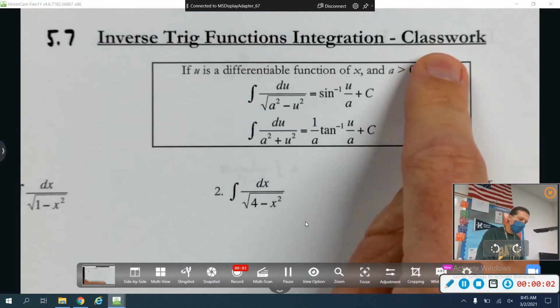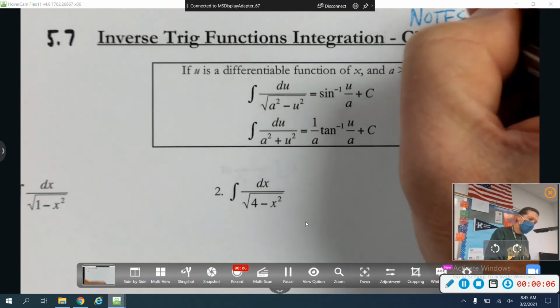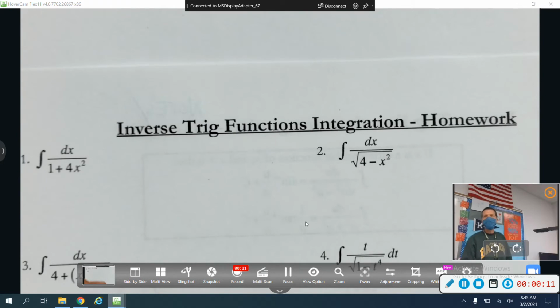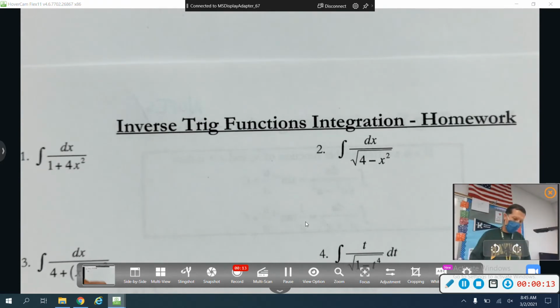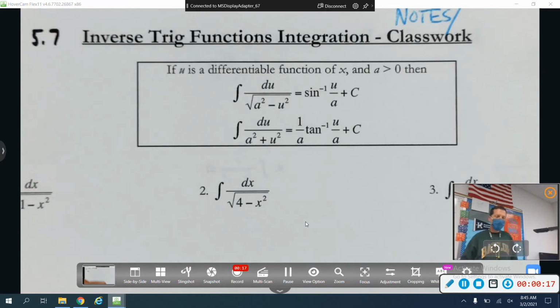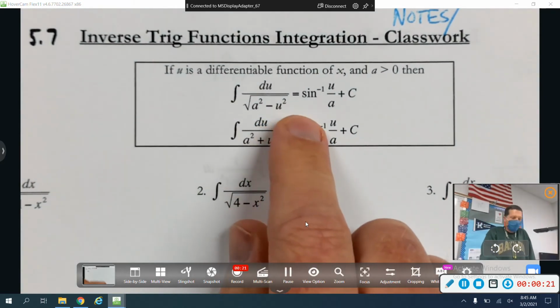The classwork side is sort of the notes side. We'll work through a bunch of these together. And then the reverse side says homework, so that's the homework assignment side of things. All right, well, the rules are right there at the top. That's all there is in terms of notes for today.